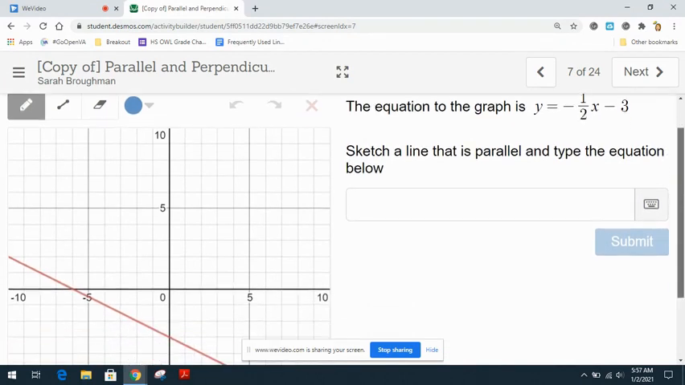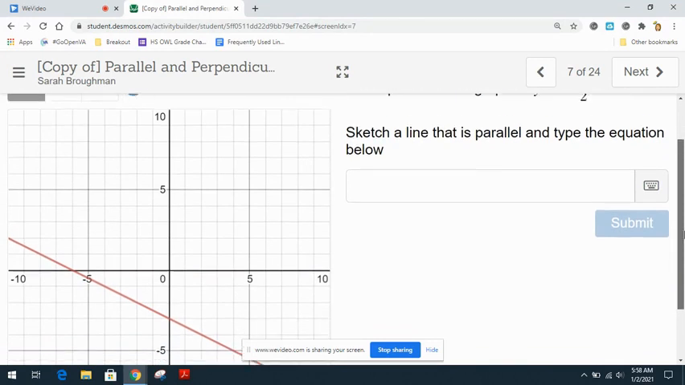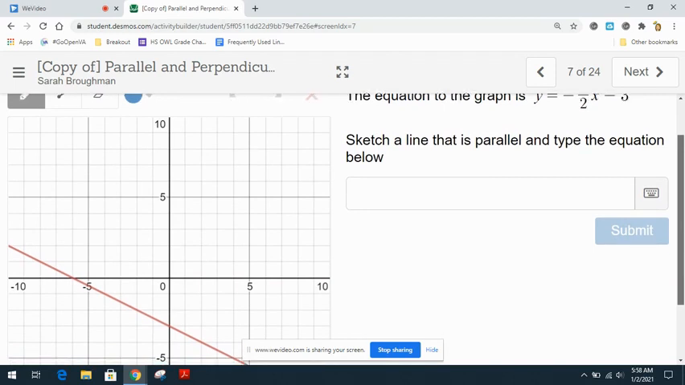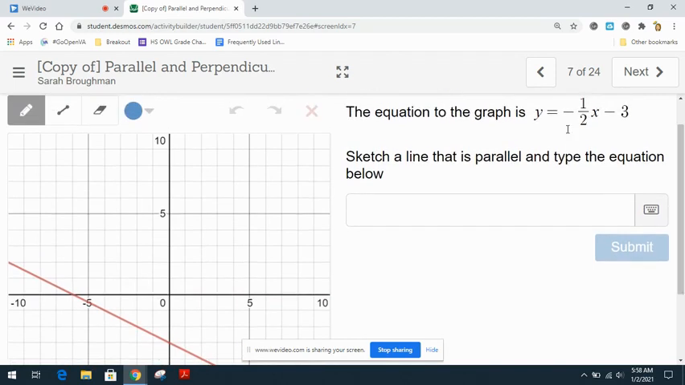So the equation for this graph over here is y equals -1/2 x minus 3. We want to sketch a line that's parallel and type the equation below. So when I think about this, I know that my parallel line has to have a slope of -1/2, and it cannot have a y-intercept of -3. It can be anything else. So maybe I want my y-intercept to be 2, and I'm going to use my slope -1/2. So I'm going to go down 1, right 2, down 1, right 2, and then I can draw my line in.